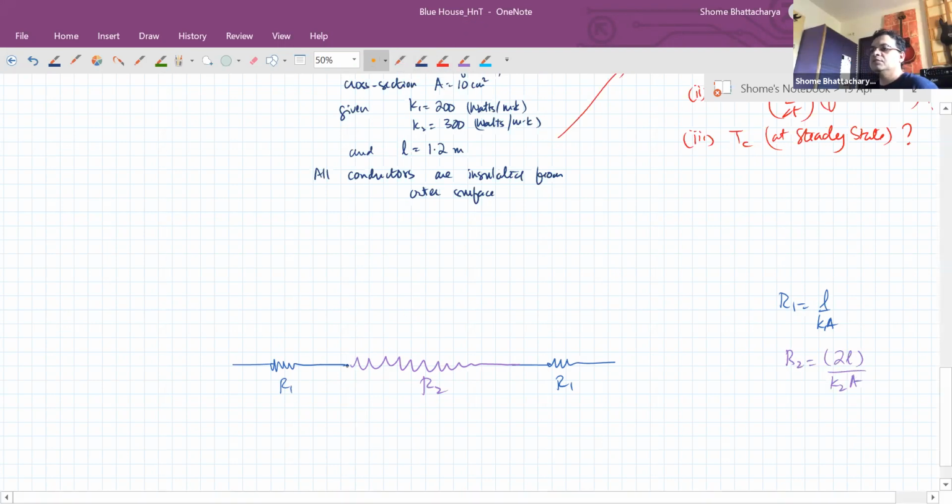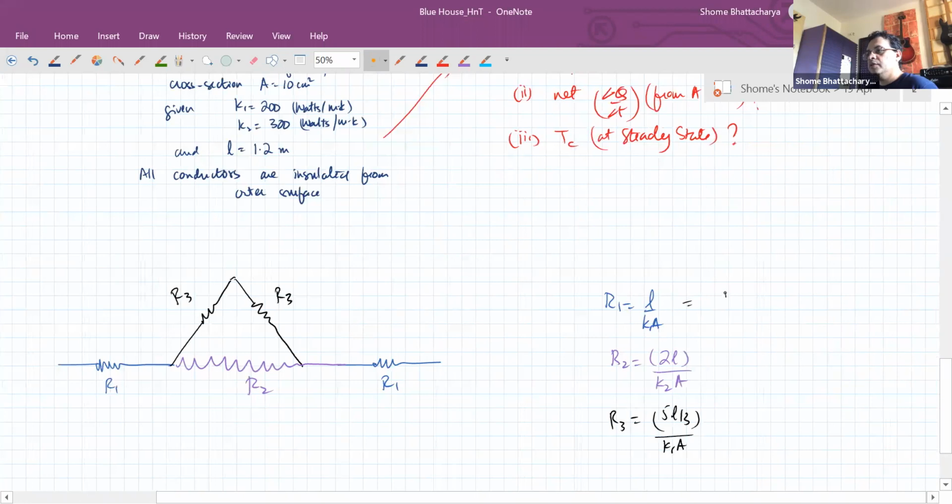And then we again have some different resistance, these two. Because while K is K1, their lengths are different. So these are, let's say, R3 and R3 each. So each of these R3 is 5L by 3 upon K1A. So now we can work out these values.